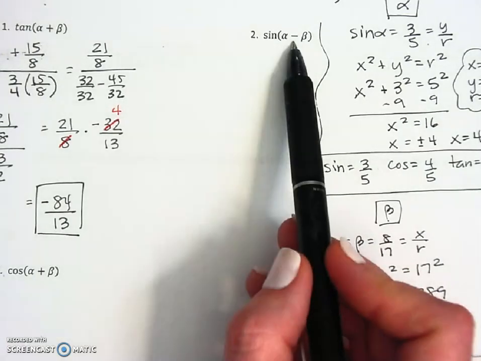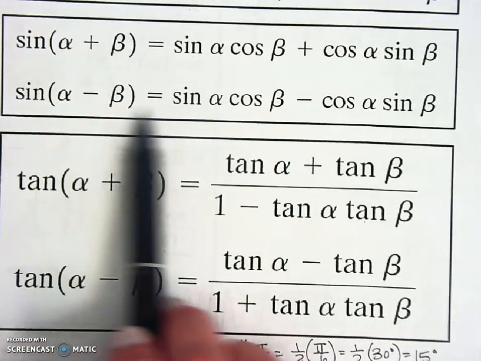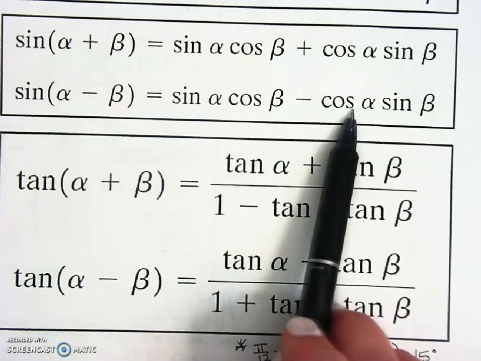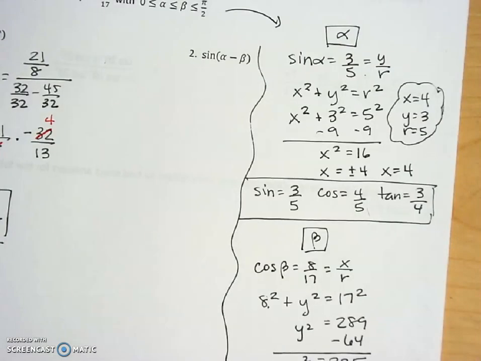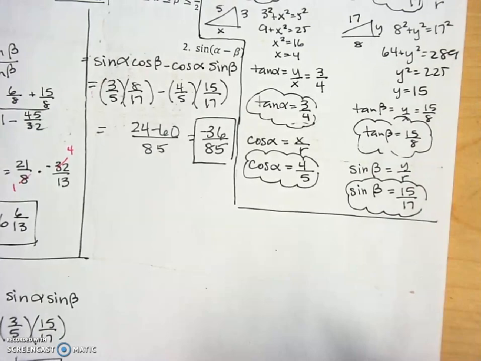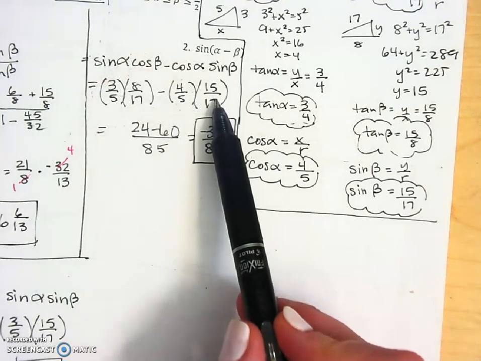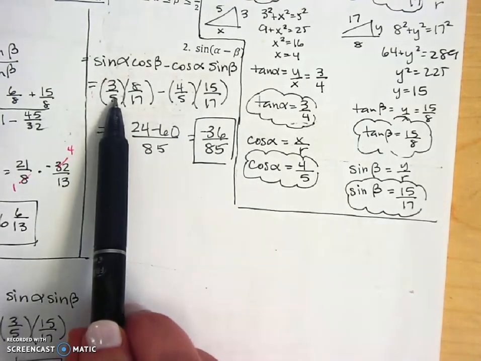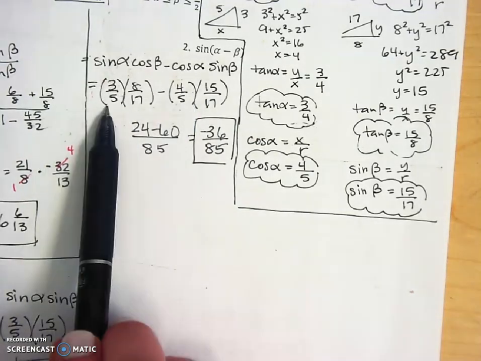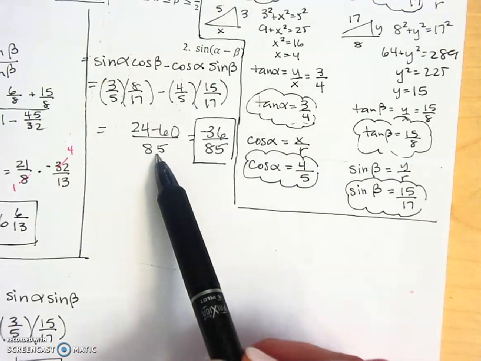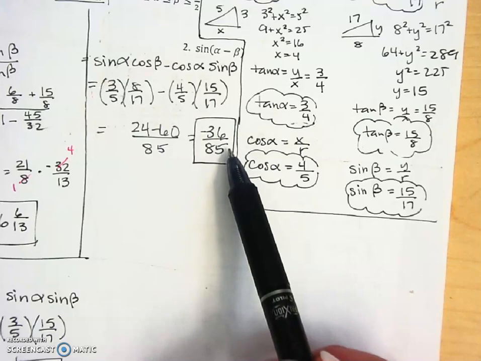Okay, this is a difference formula for sine, so hopefully you used this formula right here: sine alpha cosine beta minus cosine alpha sine beta, using the ratios that we found here. Here is my work for problem number 2. 3/5 times 8 over 17 minus 4/5 times 15 over 17. Multiplication first, so multiply these two fractions together, then these two, so that's going to give you 24 over 85 minus 60 over 85. They have a common denominator, and that's negative 36 over 85.